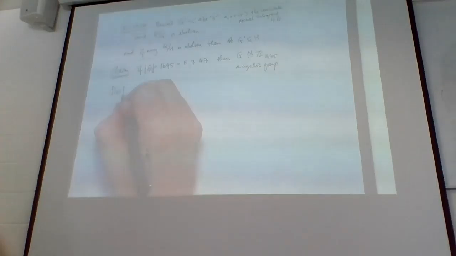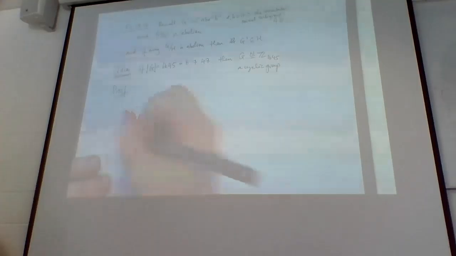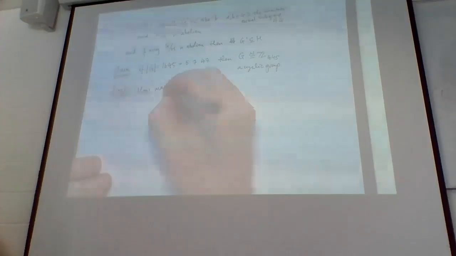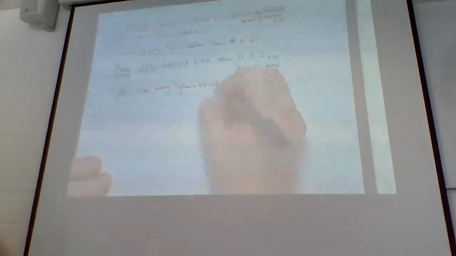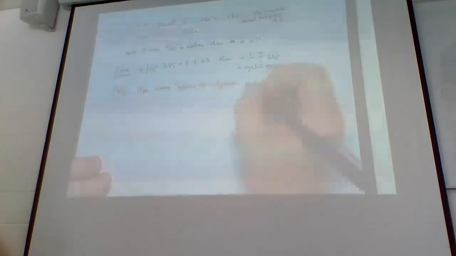The proof is a combination of thinking about this concept of the commutator subgroup and also the application of Sylow's theorem. First of all, we consider the Sylow 47 subgroups. There is a subgroup of size 47, since 47 divides the size of G.